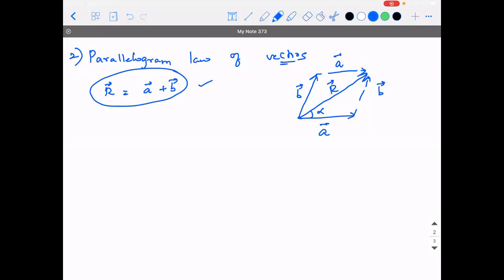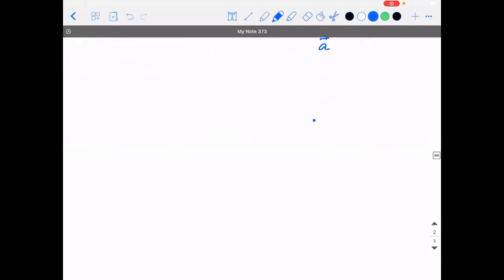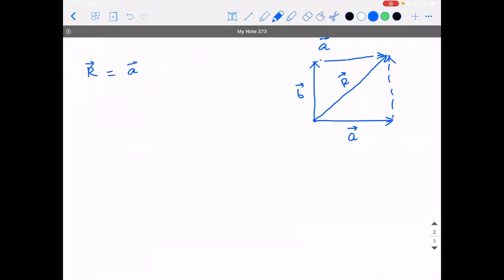Correct? Now, what if the parallelogram is exactly along the x-axis and y-axis? Because I can take a rectangle also as a parallelogram, right? So if I take this as A vector, this as B vector, then the resultant will be like this, in such a way that R vector will be equal to A vector plus B vector. Guys, accepted?